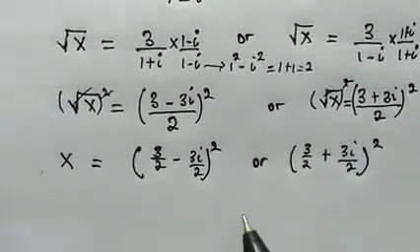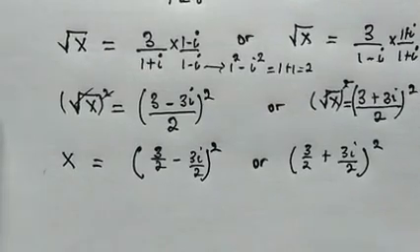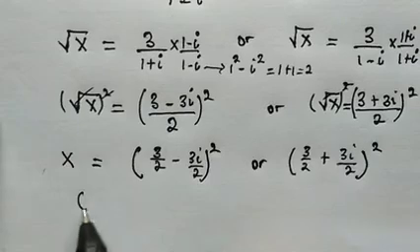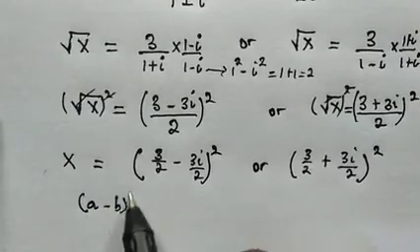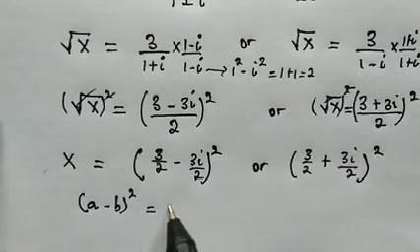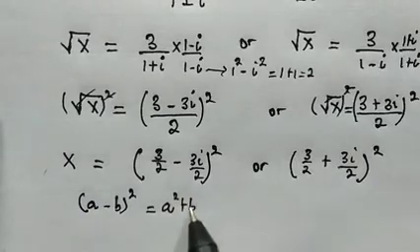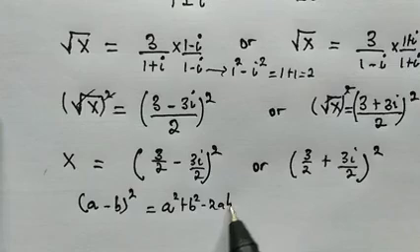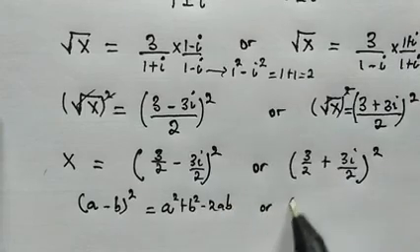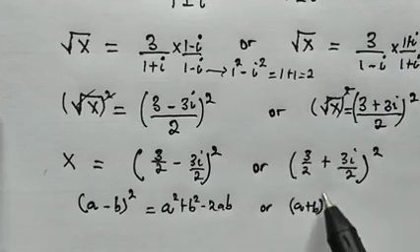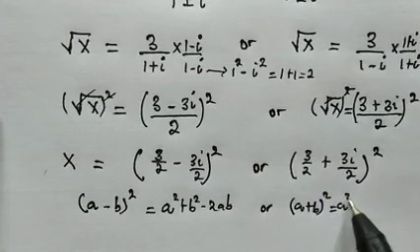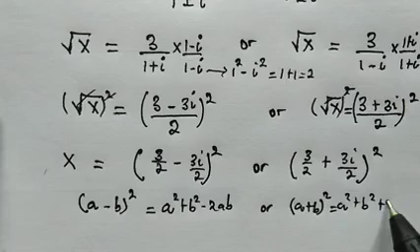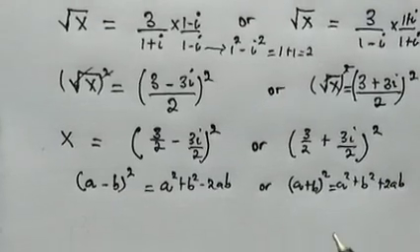I'm very sure we know how to expand this, right? So here we shall make use of this identity: a minus b squared is equal to a squared plus b squared minus 2ab. And for this part here, we're going to make use of a plus b squared is equal to a squared plus b squared plus 2ab.